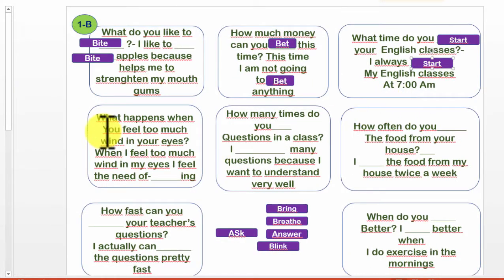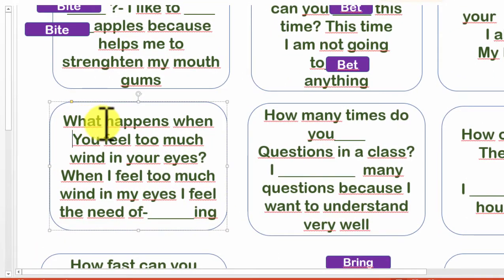Muy bien. Now, next dice, what happens when you feel too much wind in your eyes? Recuerda que es muy importante que tú repitas las frases. What happens when you feel too much wind in your eyes? When I feel too much wind in my eyes, I feel the need of blinking. Entonces, ¿qué pasa cuando? Recuerden que when es cuando.